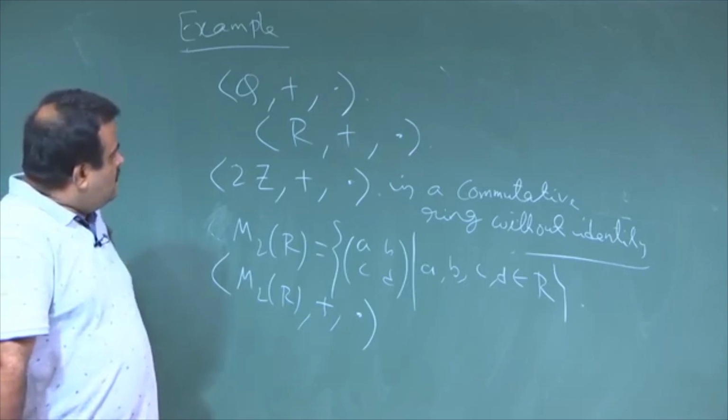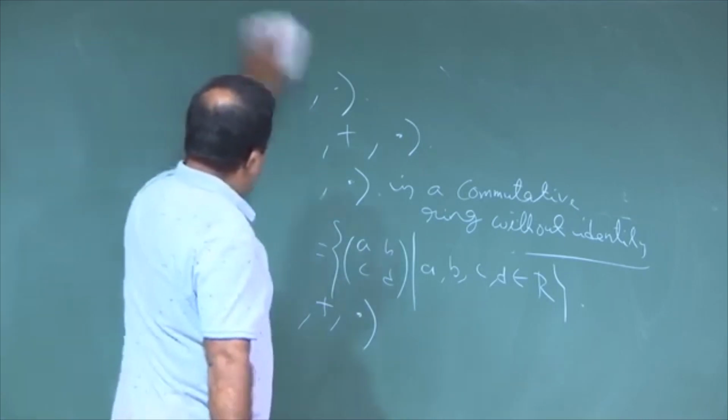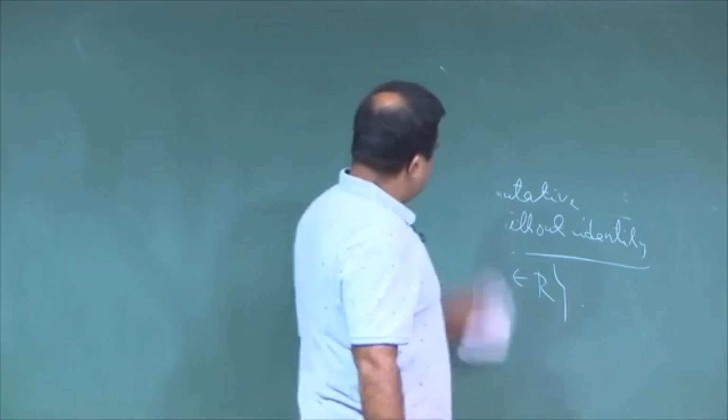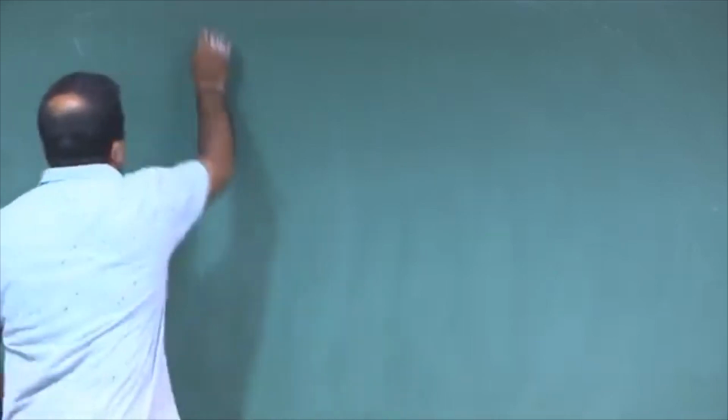Okay. We can take other examples also. So, now we will define the polynomial ring.